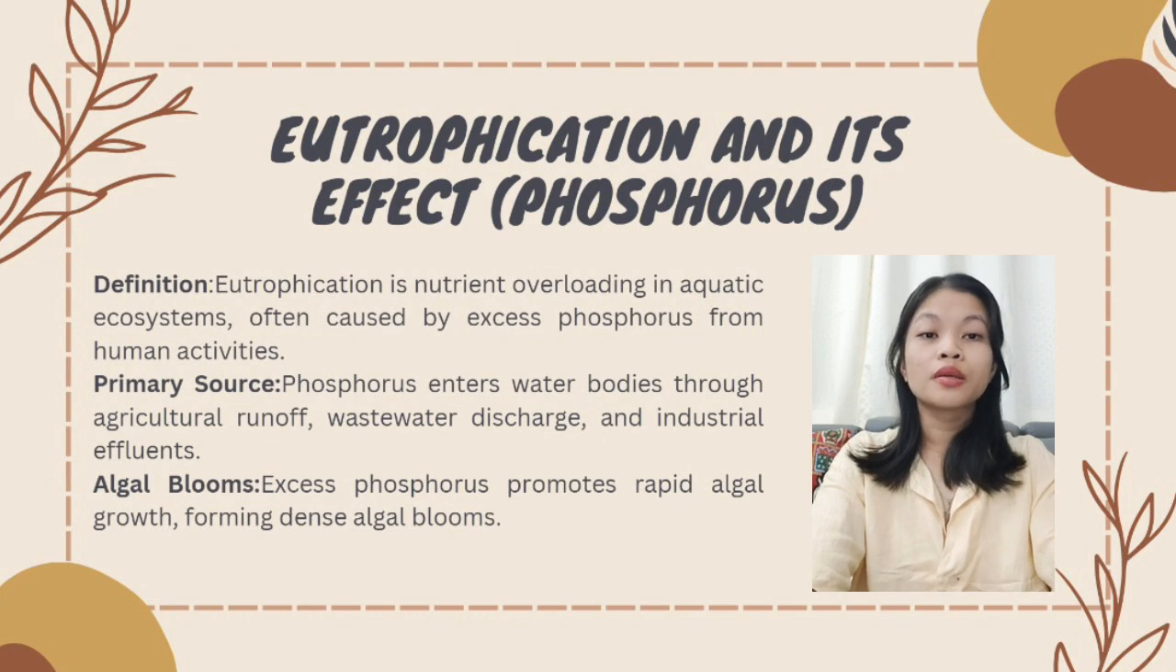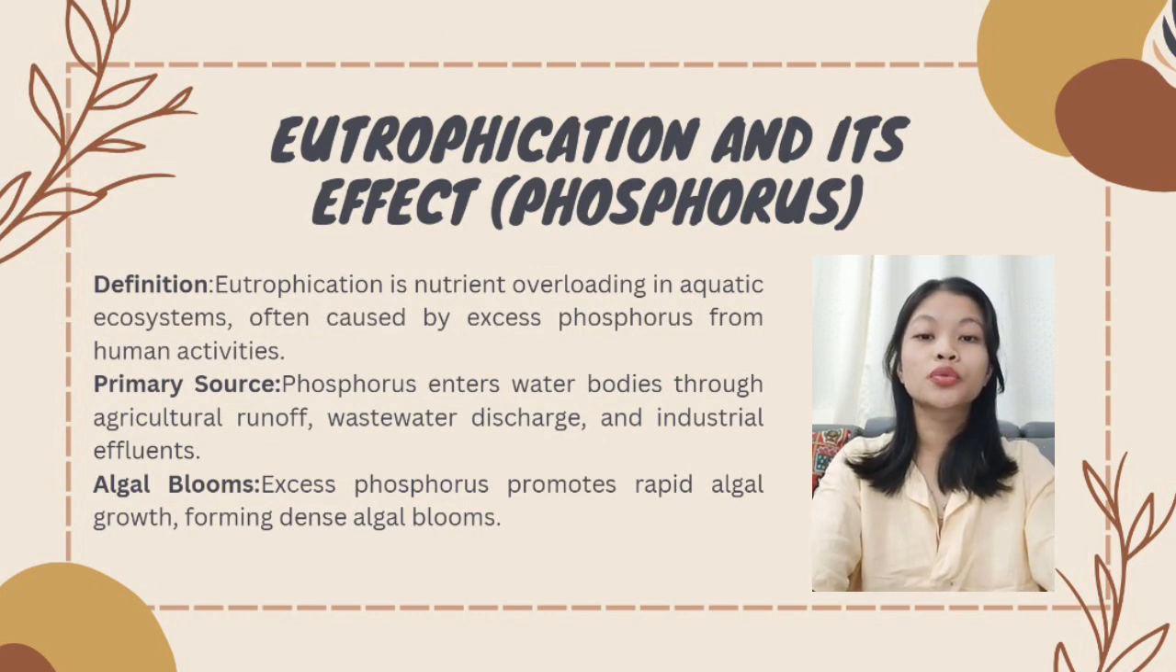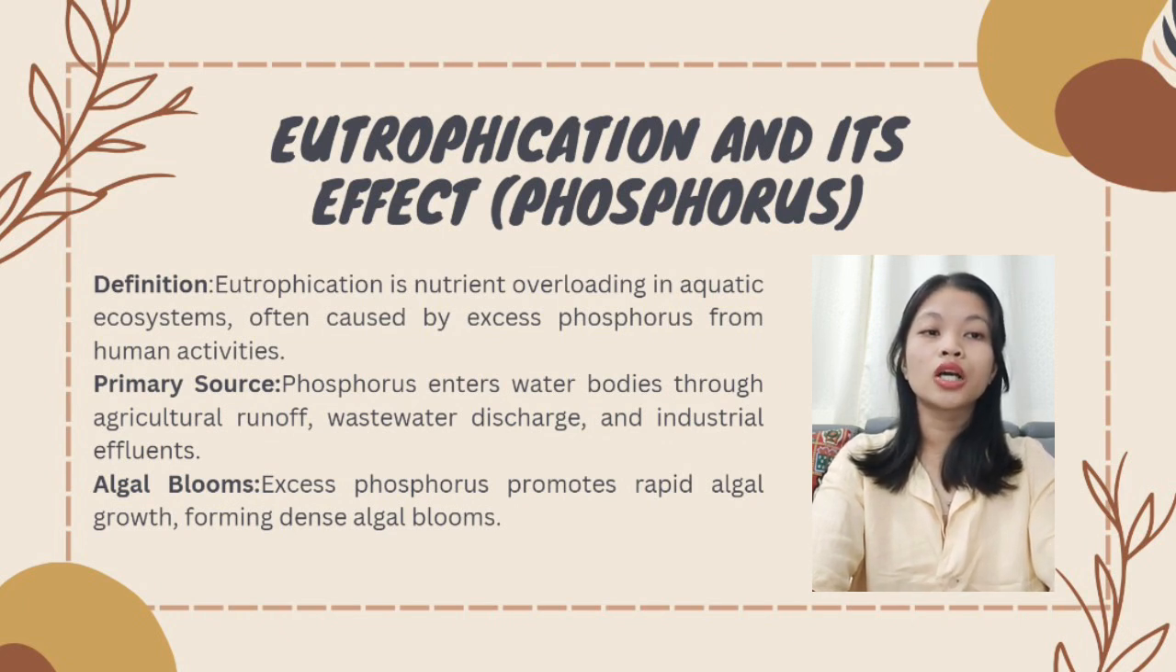Next, I will explain eutrophication and its effects on phosphorus. Eutrophication is the process of nutrient overloading in aquatic ecosystems, often caused by excessive phosphorus inputs from human activities such as agricultural runoff, wastewater discharge, and industrial influence. Phosphorus, a key nutrient for plant and algal growth, is usually present in limited quantities in natural water bodies. However, when excess phosphorus enters these ecosystems, it triggers the rapid growth of algae, leading to algal blooms.